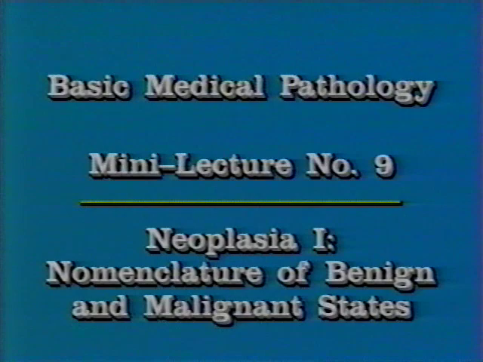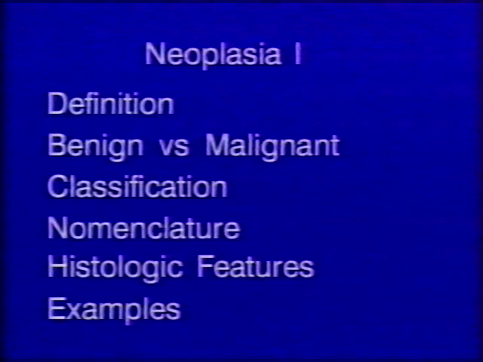This lesson will define neoplasia, distinguish between benign and malignant types, describe the classification and nomenclature of neoplasms, and illustrate some major histologic features and examples of neoplasia. There are six features which distinguish neoplasia from other forms of tissue growth. As with all rules, one should anticipate occasional exceptions.